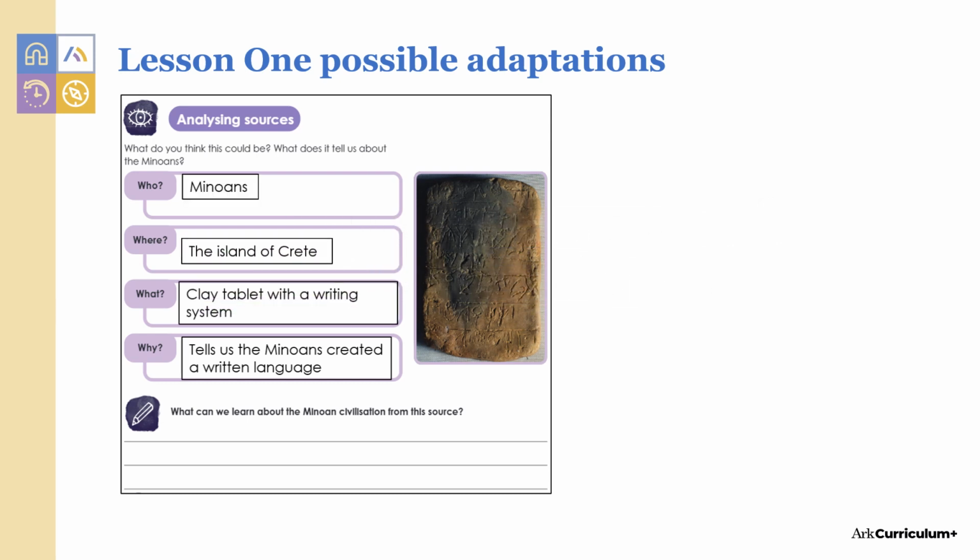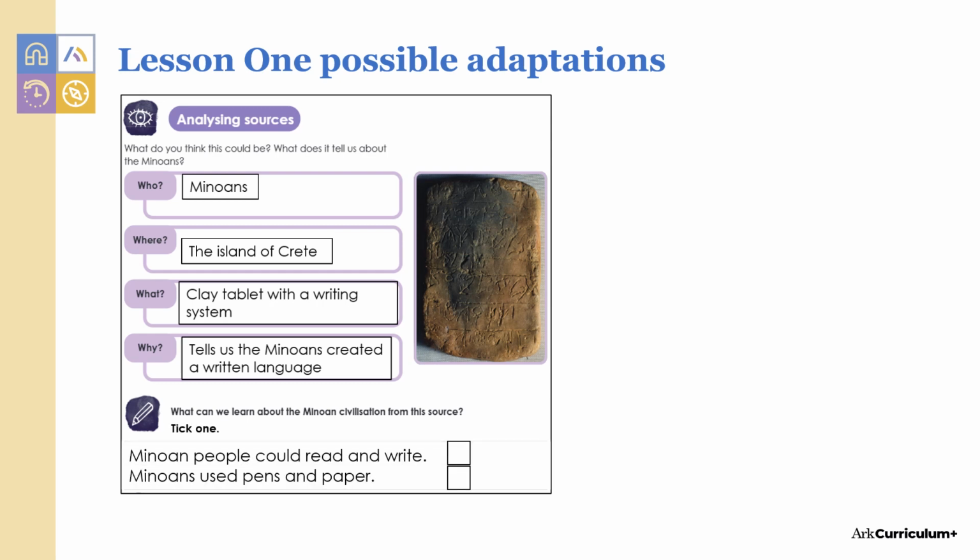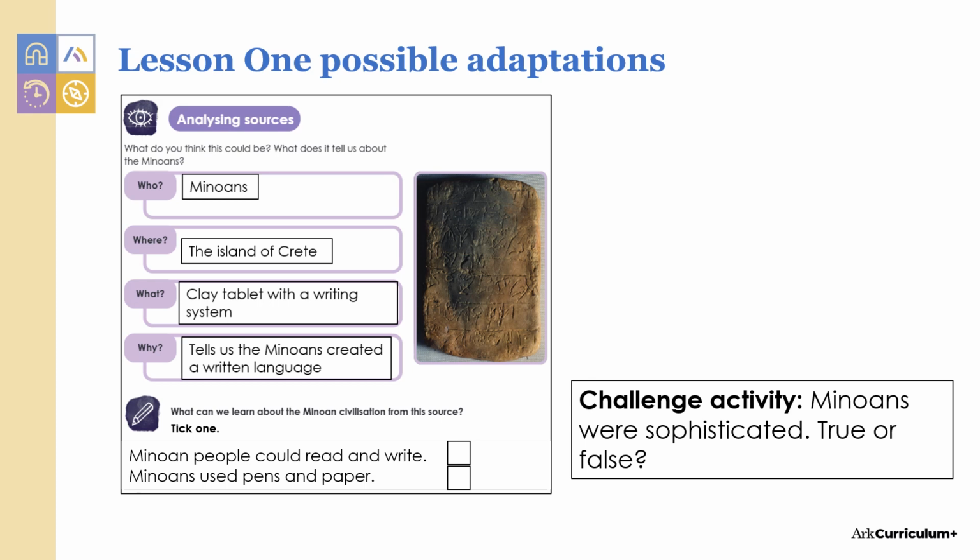For the right activity beneath, pupils are required to fill in the 3 blank lines. To support pupils here, you could give pupils a more structured response space. For example, here they have to read through the 2 sentences and tick the correct answer. To challenge pupils, you could ask them a question such as, Minoans were sophisticated, true or false?